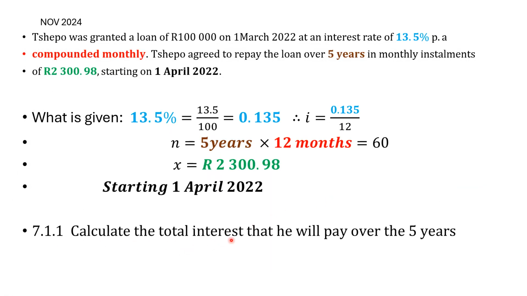Calculate the total interest that he will pay over 5 years. Right, so how much will he pay over 5 years in interest? So he's paying 2,398 Rand, over 5 years, but it's 60 payments, right? So 60 times that, get the value, and we have to subtract it then from 100,000 because that is how much he borrowed, right?